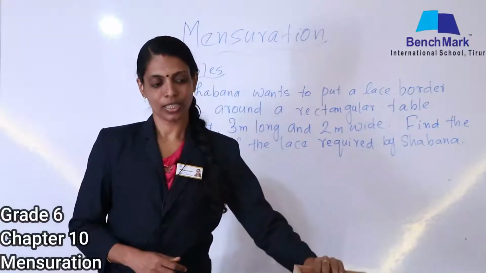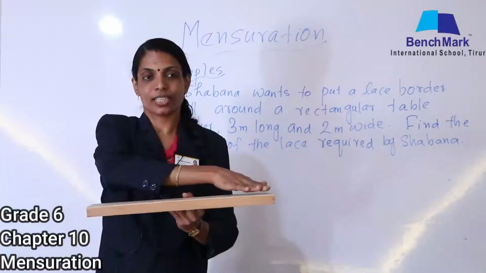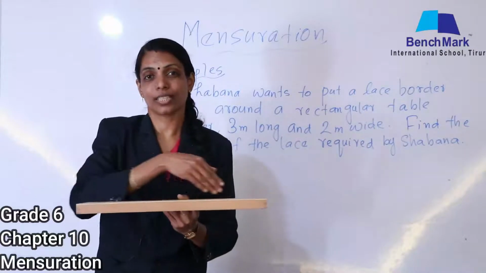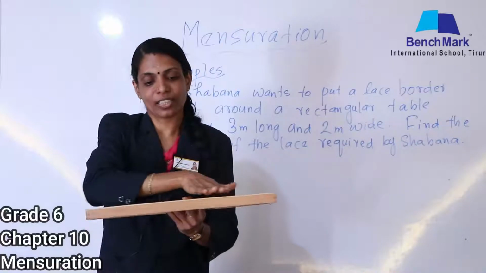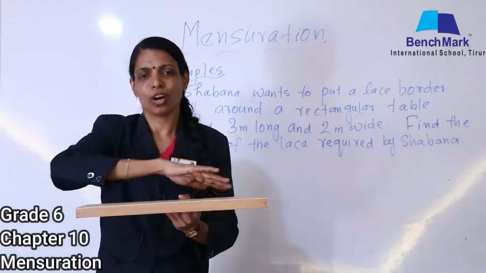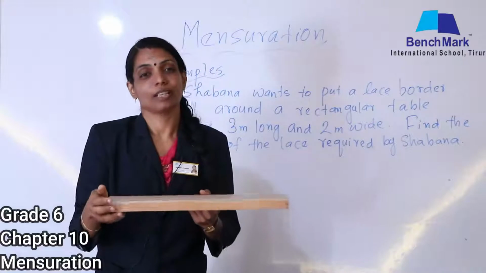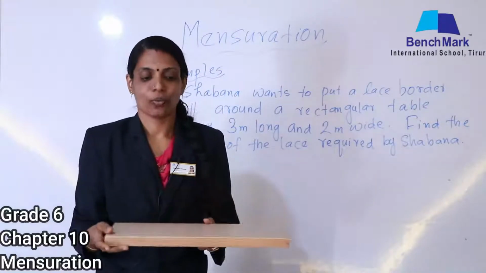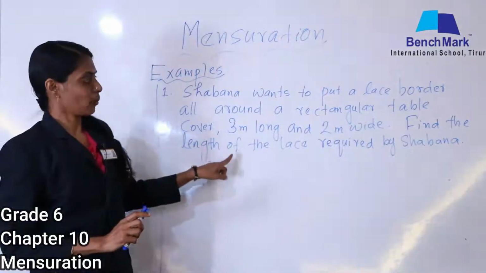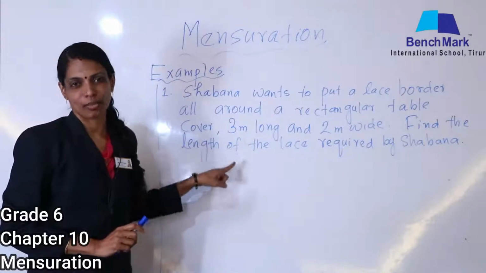So as we told, if you think of this as a tabletop, Shabana has got a table cover and she has to put lace all around the table cover. It's not affecting the top part. It is just the borders of the tabletop or the table cover getting affected. So when it is talking about the boundary or the border, we have to talk about the perimeter. So here the required lace is actually the perimeter of the tabletop.